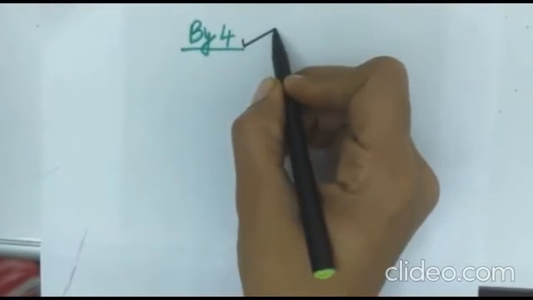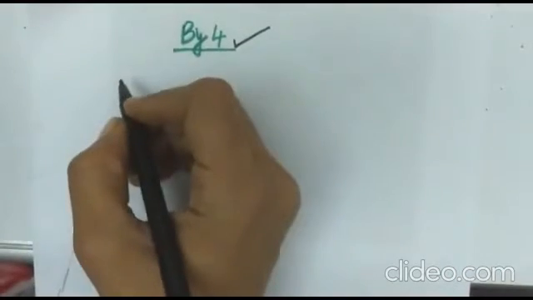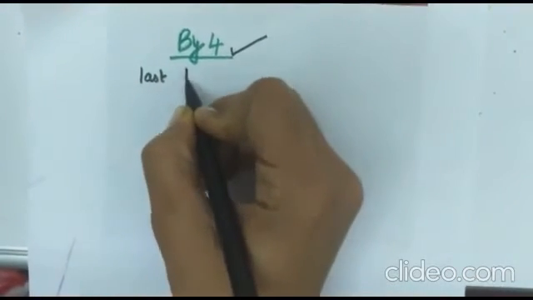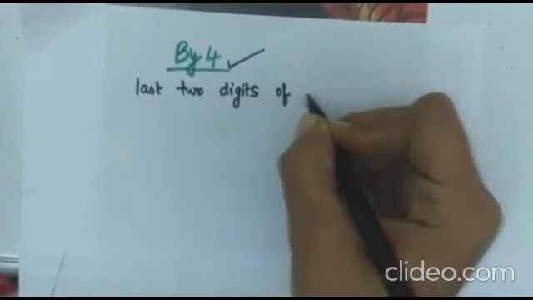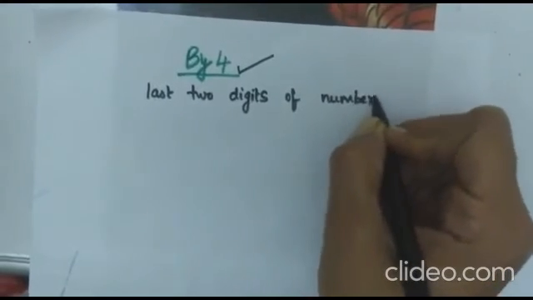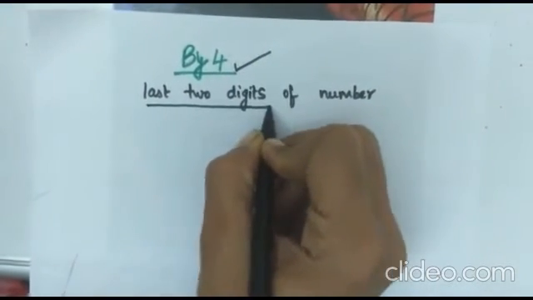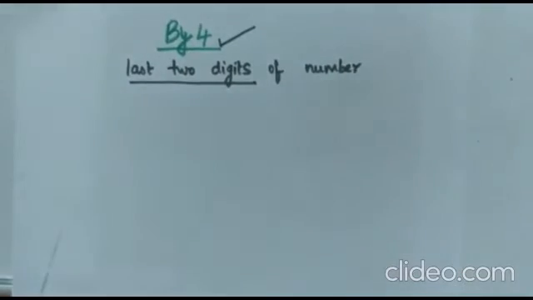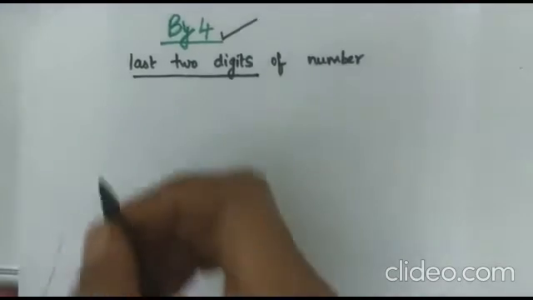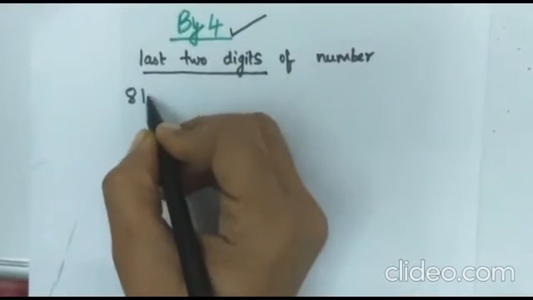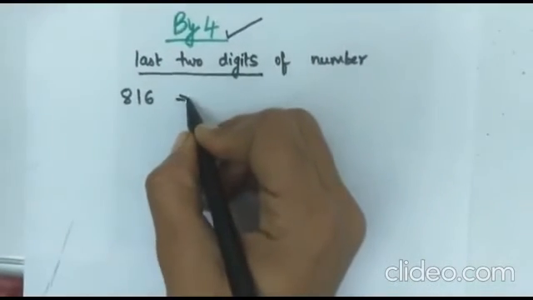The divisibility test by 4. For the divisibility test by 4, we see the last 2 digits of the number. If the last 2 digits of the number are divisible by 4, then the whole number is divisible by 4. Let us see how. Suppose I am taking number 816.